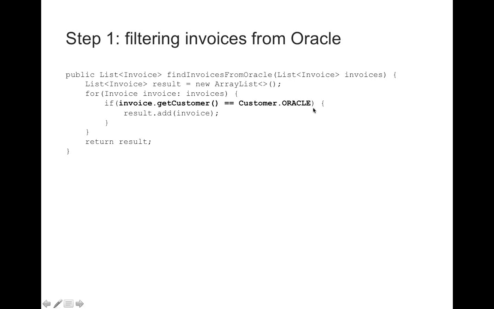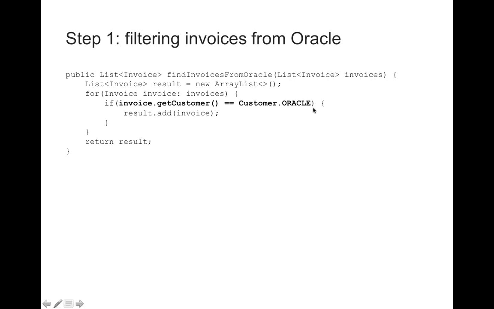So we have a list of invoices, and your boss is telling you, I'd like to find out about all the invoices coming from our customer Oracle. So you write this code, which is quite simple. It iterates through the list of invoices passed as an argument to the method findInvoicesFromOracle. For each of them, we check if the customer is actually Oracle, and if it is, we add it to the result. Once the iteration is done, we can return that result. So this is all very nice.